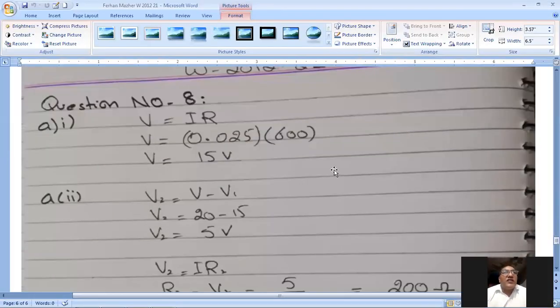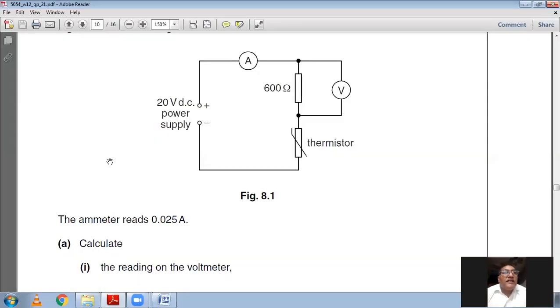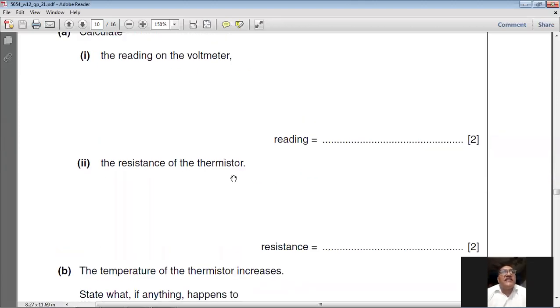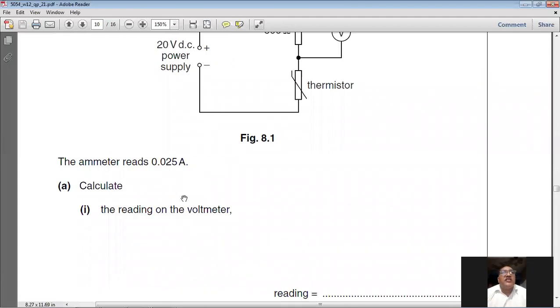Here, I know the current flowing through the 600 ohm resistor, so I can calculate the voltage drop. V is equal to IR, 0.025 amp multiplied by 600, and the answer is 15 volt. I hope you have understood. The next question is the resistance of the thermistor.